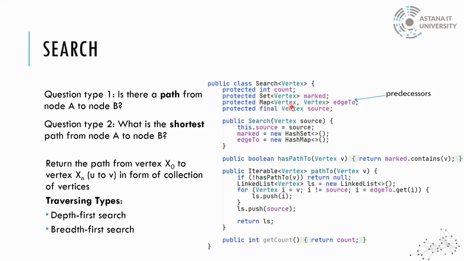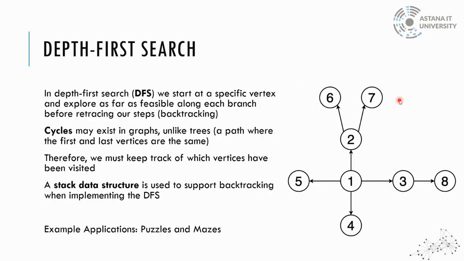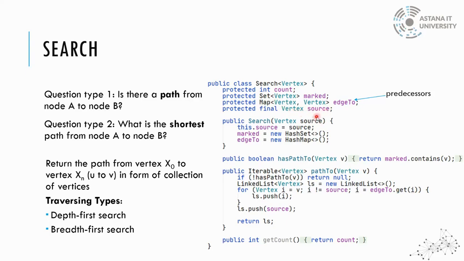And the next one is the map of vertex to vertex. I call that edgeTo. In fact, that is predecessors. What is a predecessor? For example, the predecessor for 2 is 1. For 7, it's 2. For 8, it's 3, and so on. I hope you've got an idea. And the next is the source vertex. Because in a graph, generally, the graph is just a collection of vertices with several edges inside. But where's my starting point? The starting point would be the source. So starting from the source, I should create some path to each other vertex.